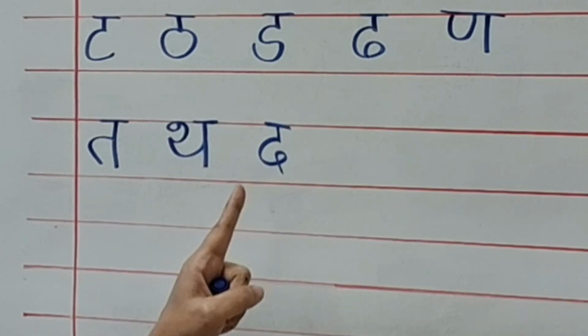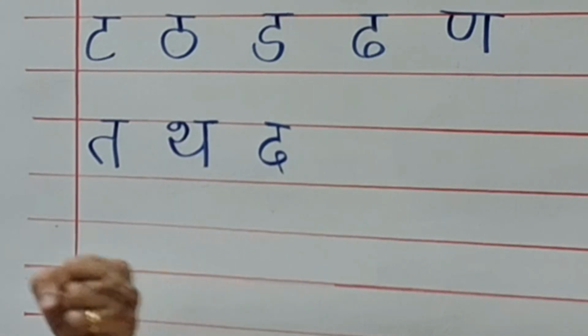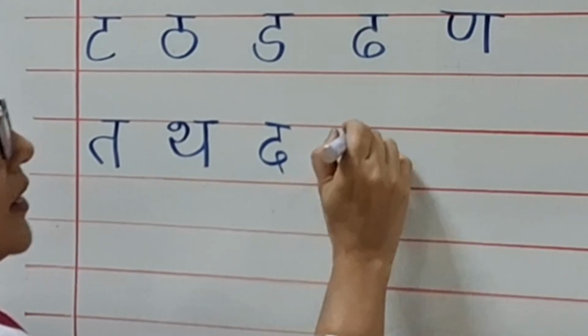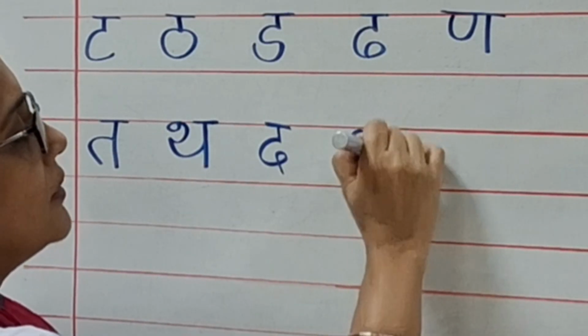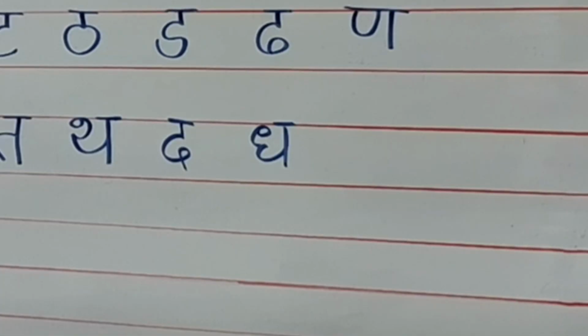Da se darwaza. Darwaza means door. Then Dha. Dha se dhanush.